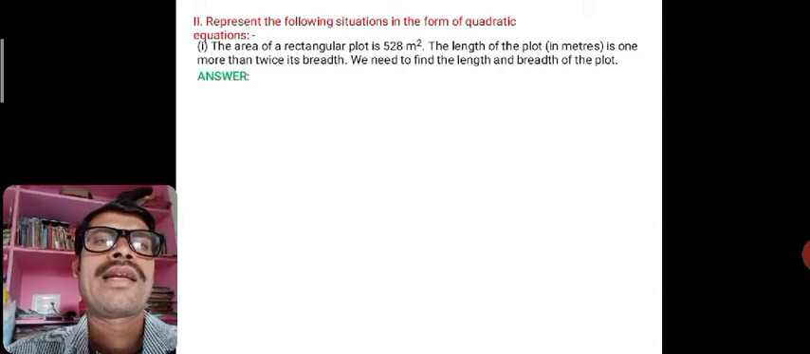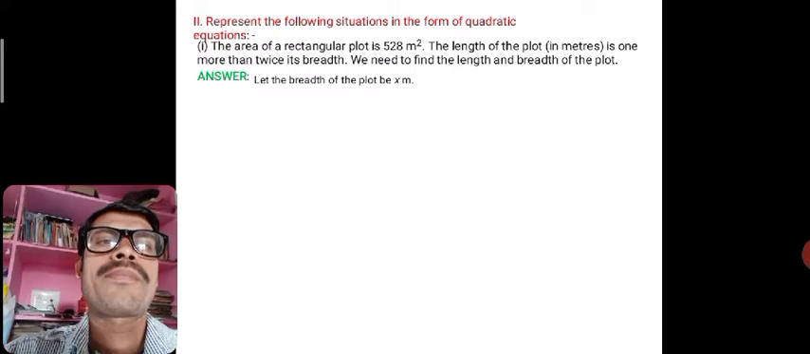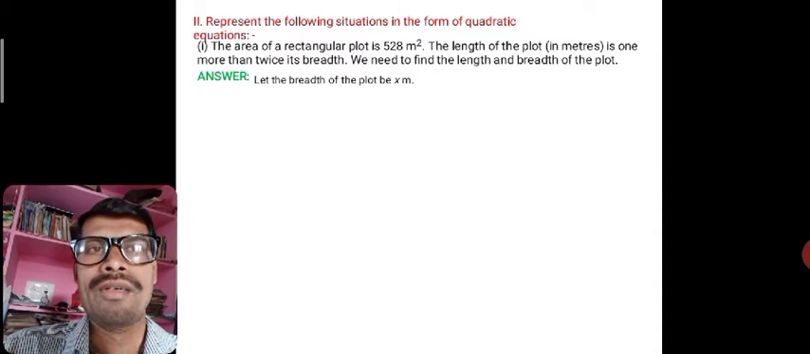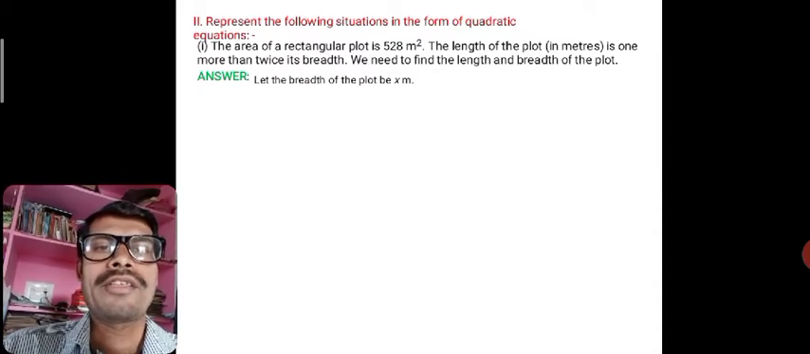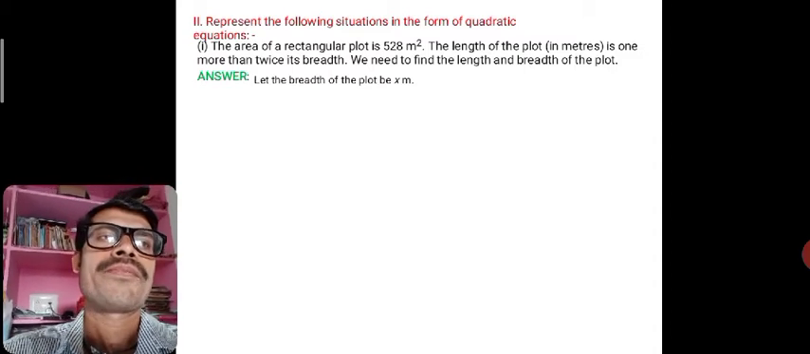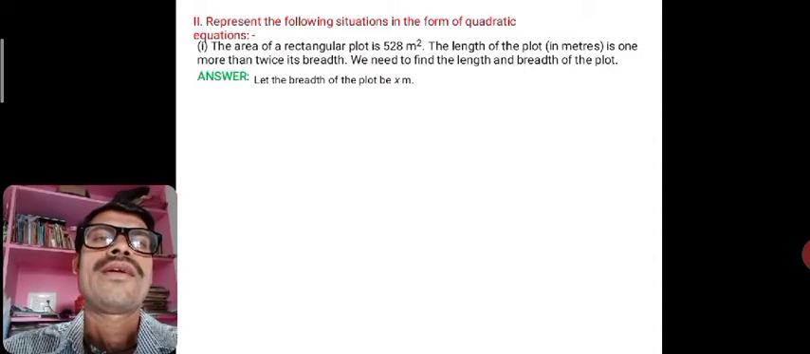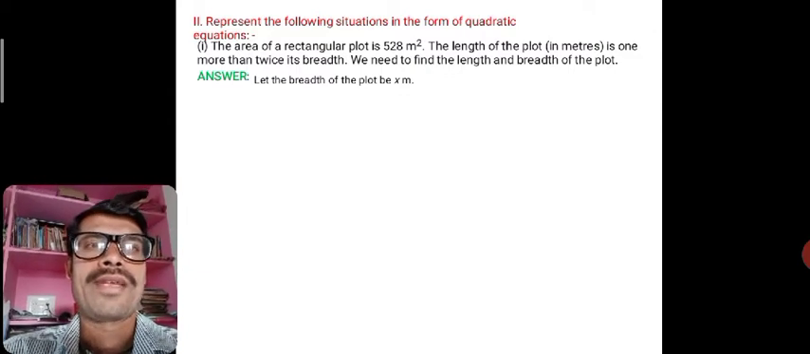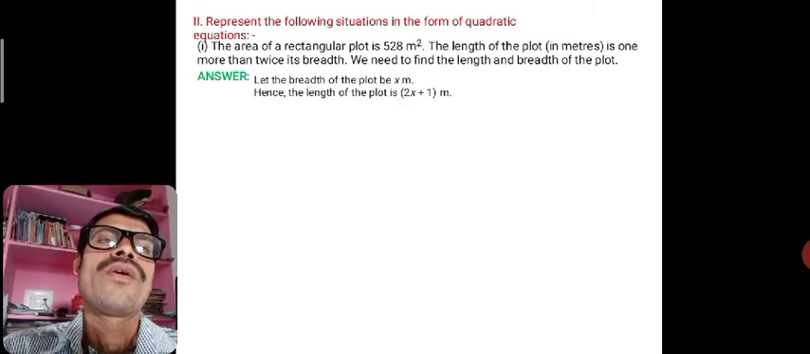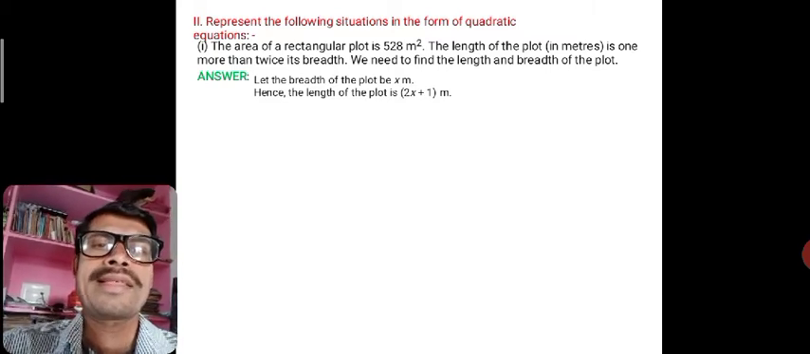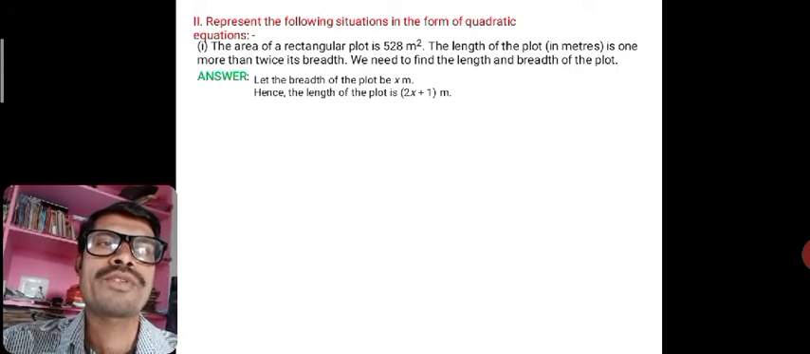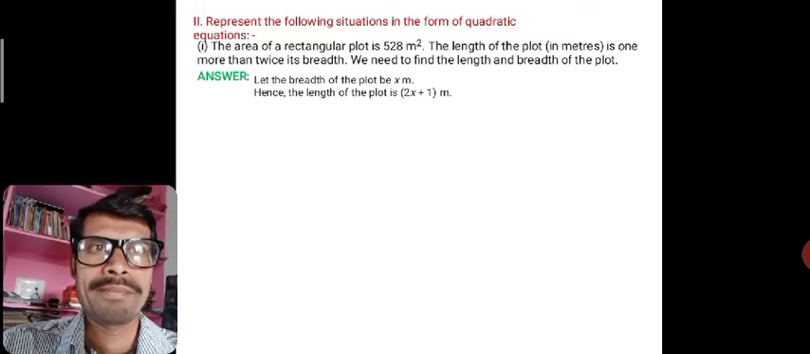For that, let the breadth of the plot be x meter. Here length and breadth will be there, no? Let us assume the breadth will be x meter. Then what will be the length? It is given that the length is 1 more than twice its breadth. Breadth is x, twice the breadth is 2x, 1 more means plus 1. It is 2x + 1 meters.